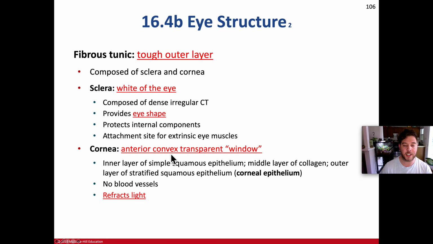Your cornea is the anterior convex transparent window across the front of the eye. It has an inner layer of simple squamous epithelium, a middle layer of collagen, and an outer layer of stratified squamous epithelium. Collectively, this is all called your corneal epithelium. I'm not going to ask you to know specifically the components of the corneal epithelium. It contains no blood vessels, remember, to not block the passage of light, and it is going to refract light. We'll do refracting light in the next lecture, but it's just kind of bending light.